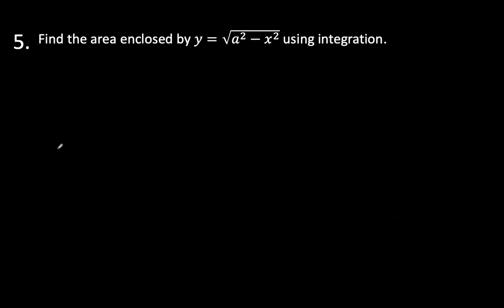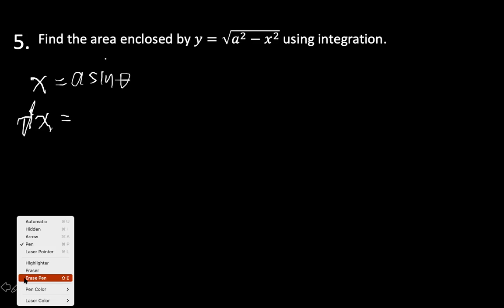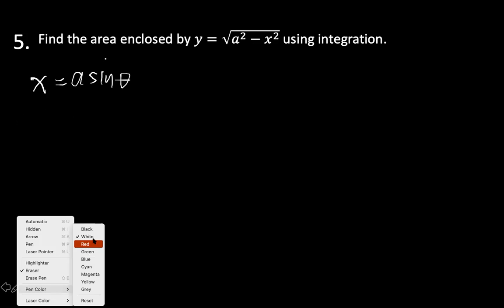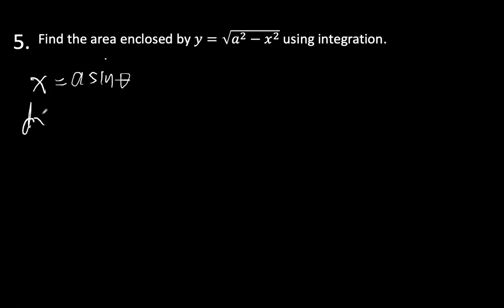So that's x is equal to a times, let's review, sine theta. So to find the dx, we have the derivative of x is dx, which is equal to a times the derivative of sine, which is cosine theta, with respect to theta. So we have already found dx.